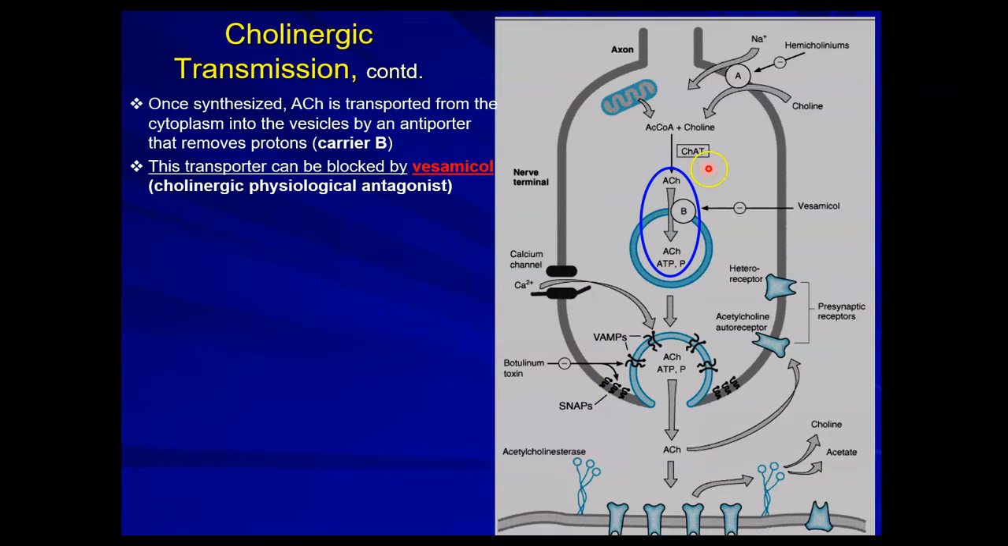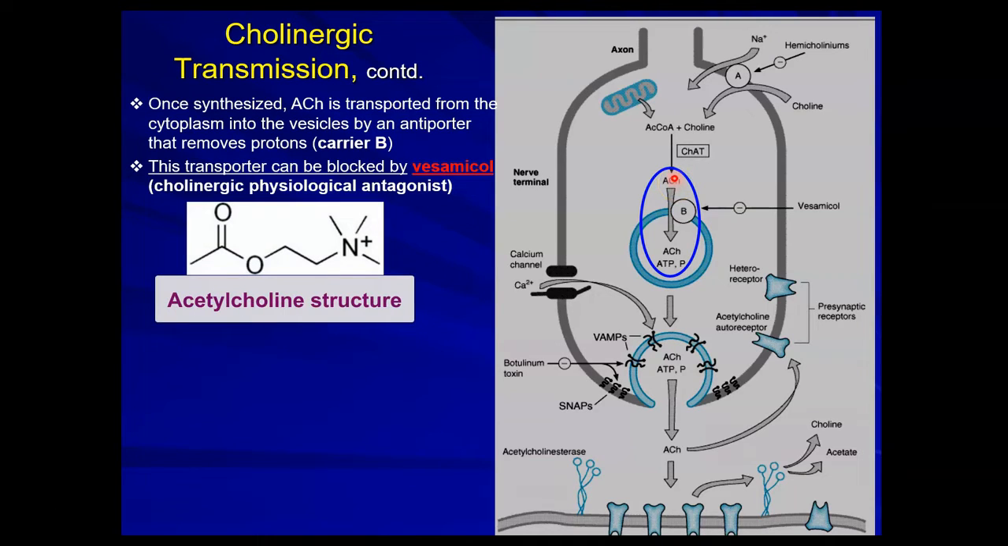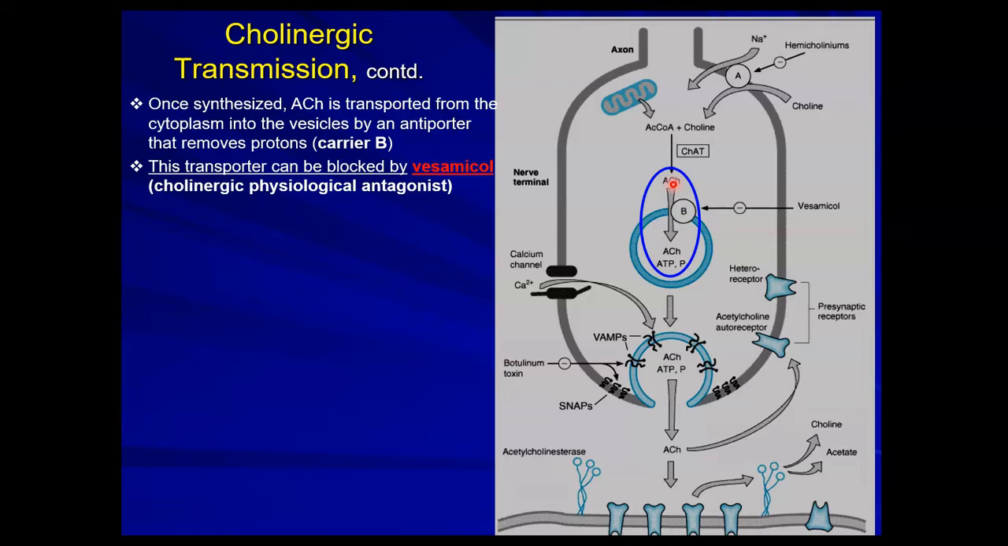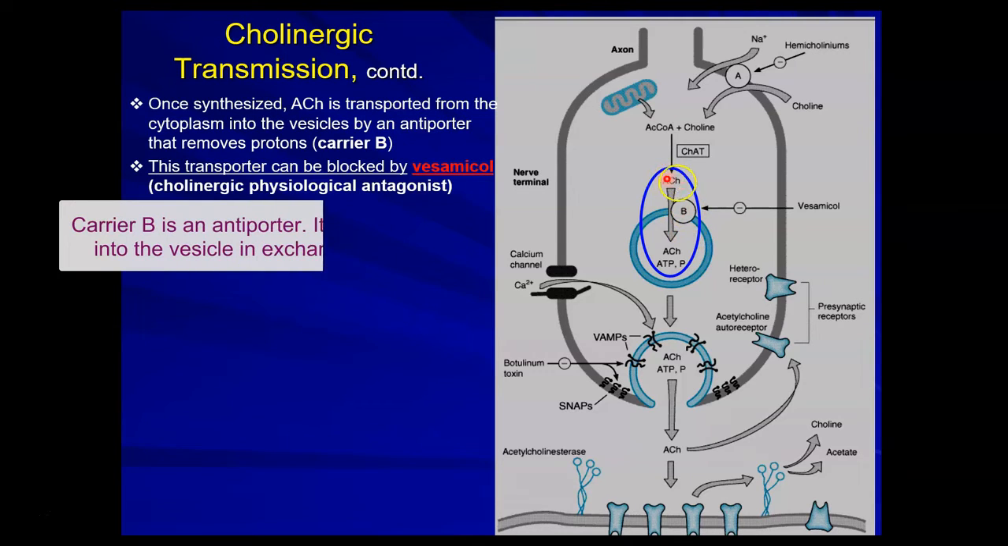Acetylcholine needs to be stored in the synaptic vesicles to protect it from degradation. Acetylcholine itself is a charged molecule. It's hydrophilic, lipophobic. It cannot pass by itself across the lipophilic cell membrane, so it needs another transporter, here called the acetylcholine transporter. The first one was the choline transporter, or choline carrier, or carrier A. This one is carrier B, or acetylcholine transporter.